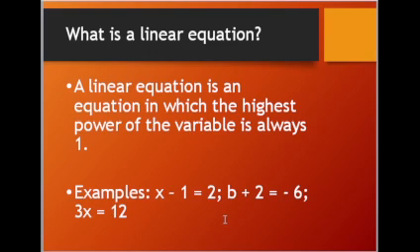We have x minus 1 equals 2. This is a linear equation because the highest exponent of the variable x is 1. And next is p plus 2 equals negative 6. This is also a linear equation because the highest exponent of the variable p is also 1. And we have 3x is equal to 12. So this is also a linear equation because the highest exponent of the variable x is also 1.